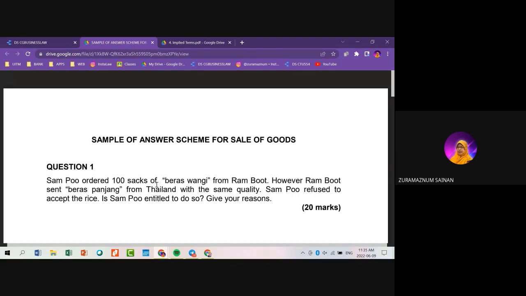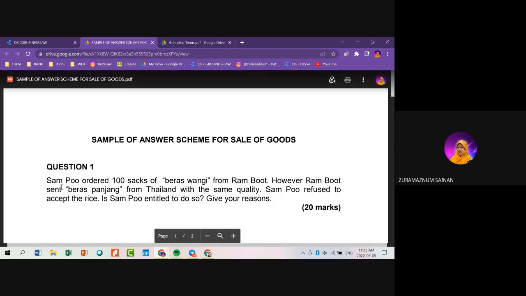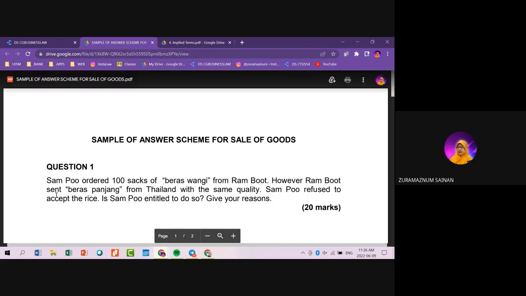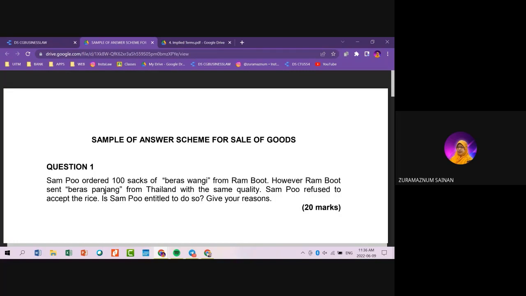Tak apa, kita tengok soalan dulu. Baca soalan. Right, Sampo ordered 100 sacks of "beras wangi". So dia macam ada clue kat sini. Kenapa dia mention beras wangi tu dalam quotation, quote and unquote kat sini. From Rambut. However, Rambut sent beras panjang. Nampak tak? Dah ada masalah kat sini. Dia order apa? Beras wangi. So the description is that, ini describe lah kan? 100 sacks of beras wangi. Ini descriptionnya beras wangi. Dia dalam quote and unquote tu. Itu clue lah tu. Yang mana dia ada explanation about the goods.